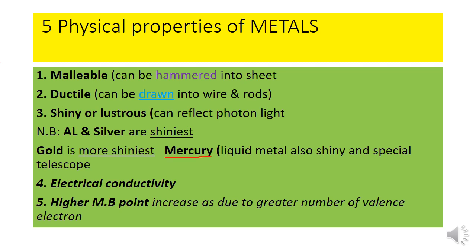whereas mercury is a liquid metal. The fourth physical property is electrical conductivity. Metal is a good conductor. Also, metals have a high boiling point and melting point, because the melting point increases with a greater number of valence electrons. This means that as the valence electrons increase, the melting point also increases. These are the five physical properties of metal.